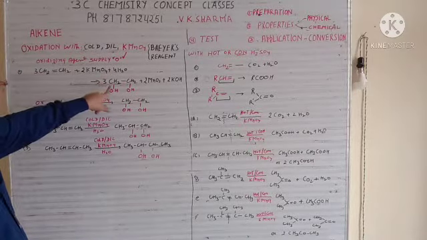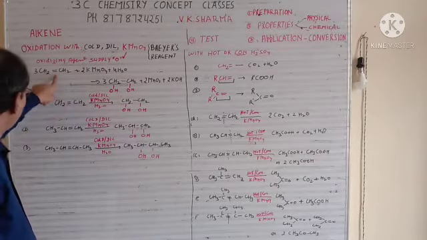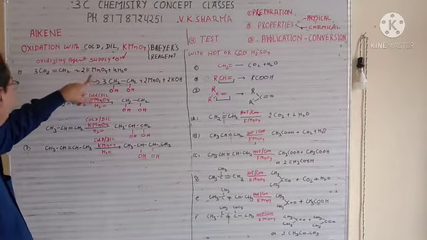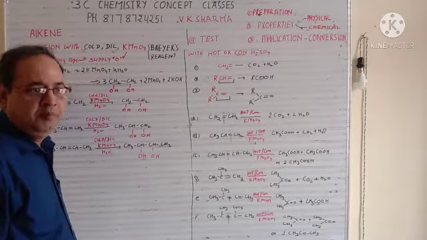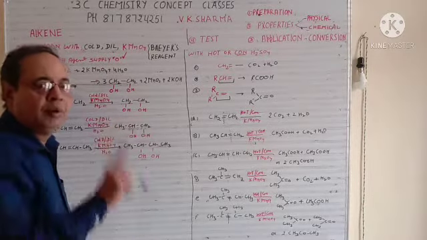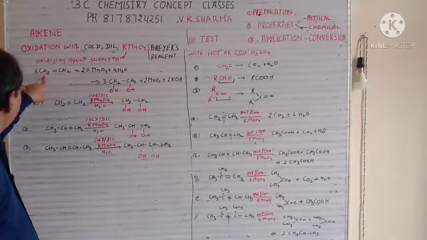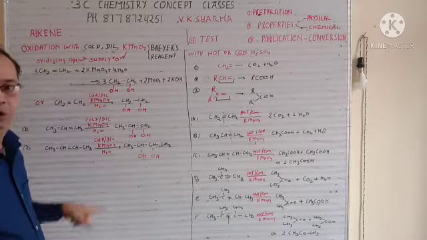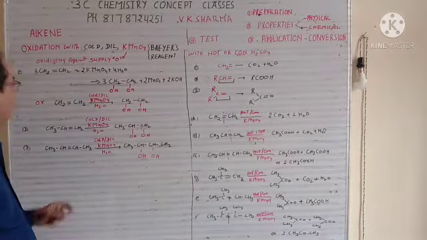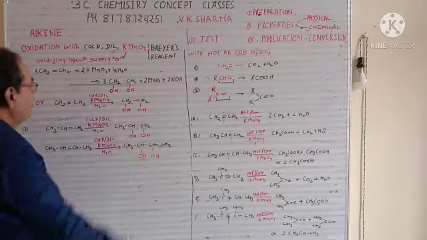So that will be 3 CH2OH-CH2OH. The concept is, whenever you find any alkene with cold or dilute KMnO4, it will always give you diol. It means it will produce two OH groups on the double bond only. Here there was one double bond, so both carbons will have OH groups, and that is called 1,2-ethanediol. The common name is also glycol. Plus 2 MnO2 plus 2 KOH.